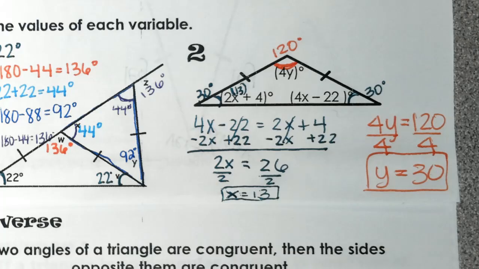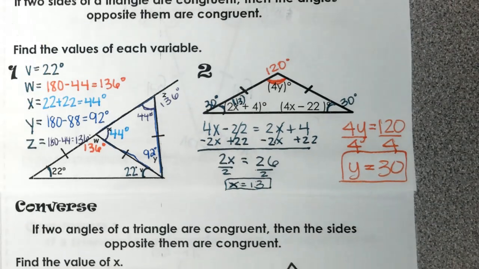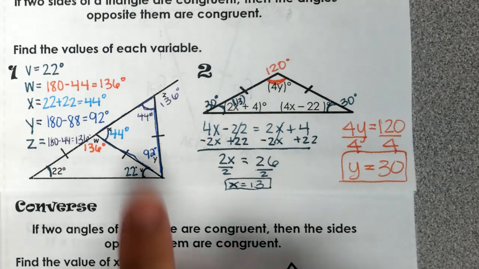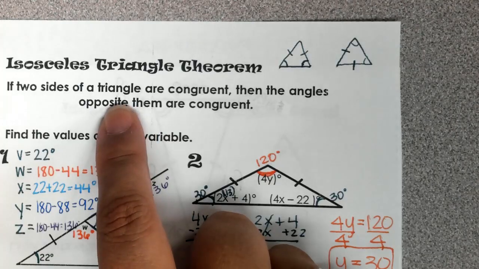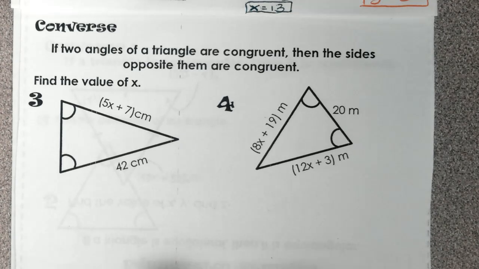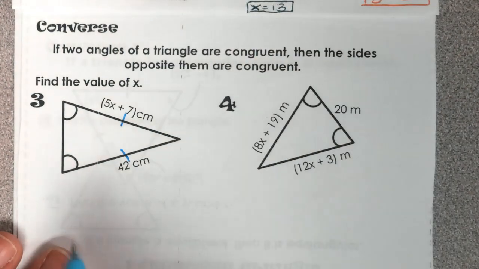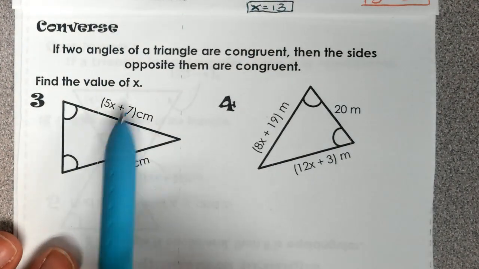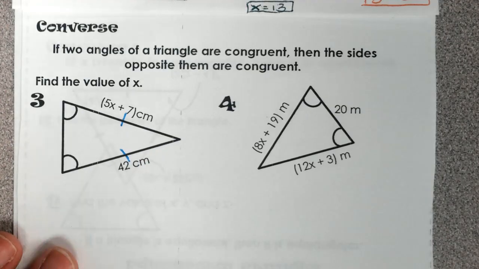So the theorem for isosceles triangle said if a triangle has 2 sides congruent, then the angles are congruent. The converse, what does converse mean? Switch. Now I'm going to go backwards. What if I give you 2 angles? What do you then know? The sides are equal. So can everybody add tick marks? If you have 2 angles that are the same, then you have the 2 sides across from them the same.